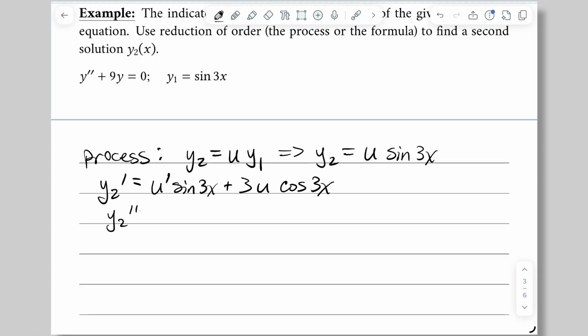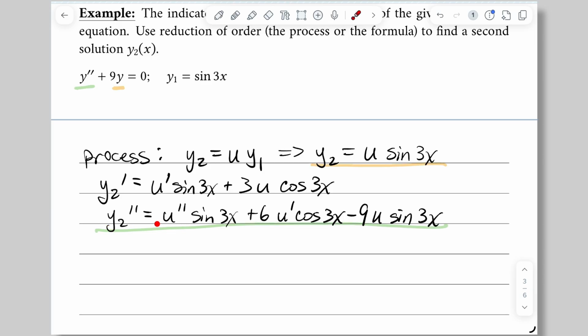You can confirm that y2'' is equal to u'' sin(3x) + 6u' cos(3x) - 9u sin(3x).